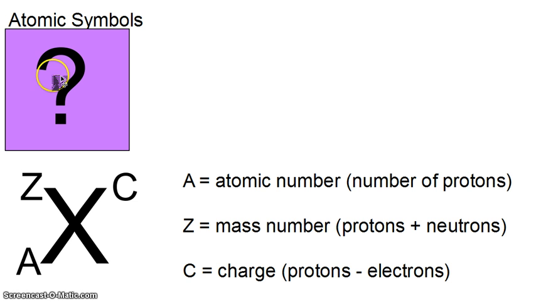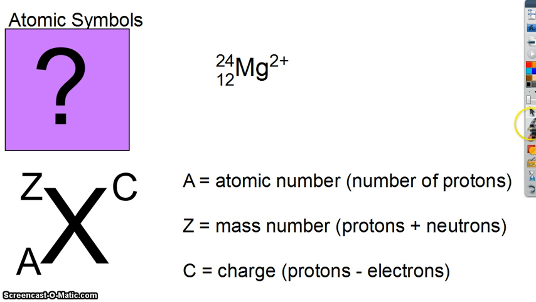So let's work a few examples. As I pull magnesium, the symbol, out here, I'm just going to grab my pen, and we're going to try to figure out how many protons, neutrons and electrons this example has.